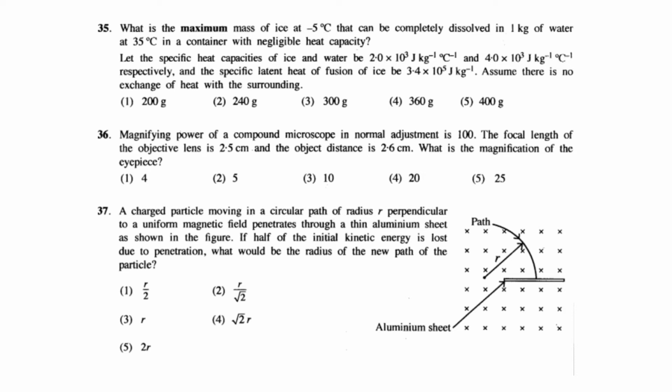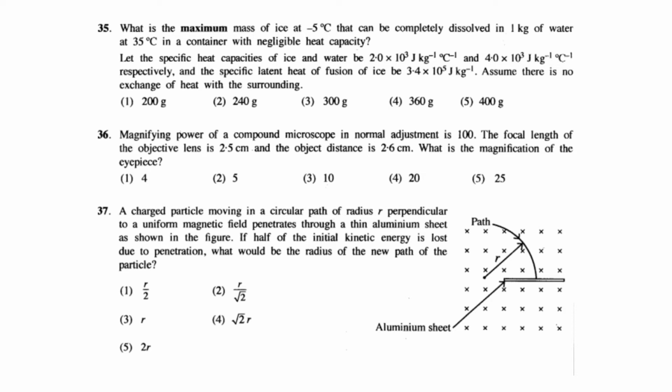Now substitute that in our equation. MO times ME equal 100. MO is 25, 25 times ME equal 100. So ME is 4. The answer is 1. Question number 37. A charged particle moving in a circular path perpendicular to a uniform magnetic field penetrates through a thin aluminum sheet as in the figure. If half of the initial kinetic energy is lost due to penetration, they are asking for the radius of the new path of the particle.